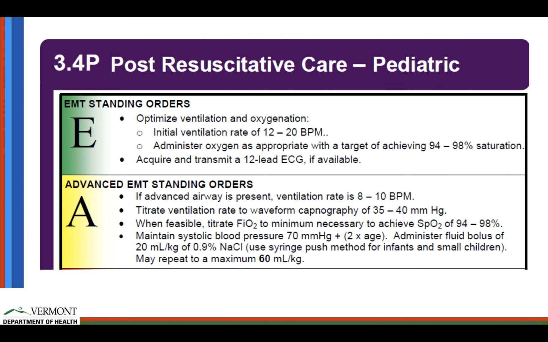Maintain systolic blood pressure 70 plus 2 times age. Administer an IV fluid bolus to help maintain blood pressure, 20 mL per kilogram. Use the syringe push method for infants and small children. You may repeat to a maximum of 60 mL per kilogram. Contact medical direction for additional fluid orders.